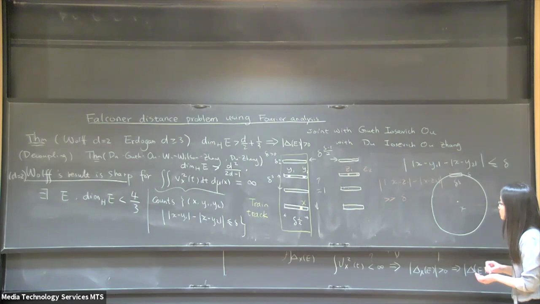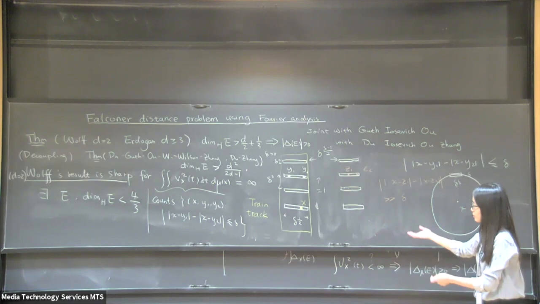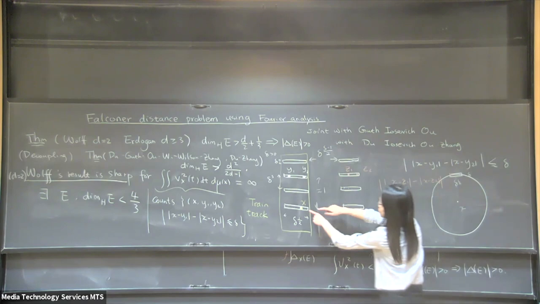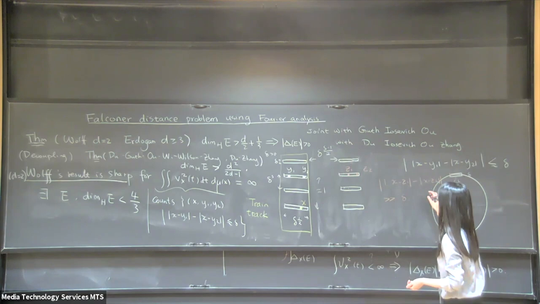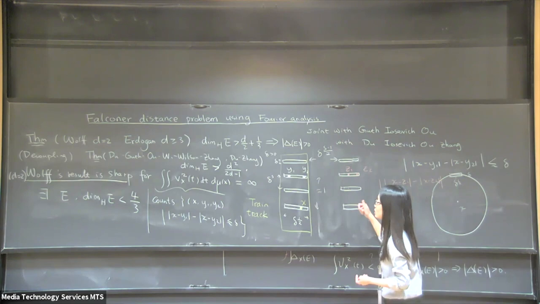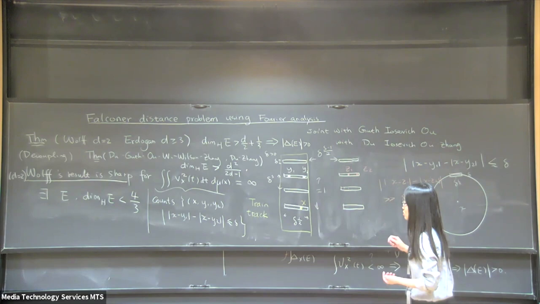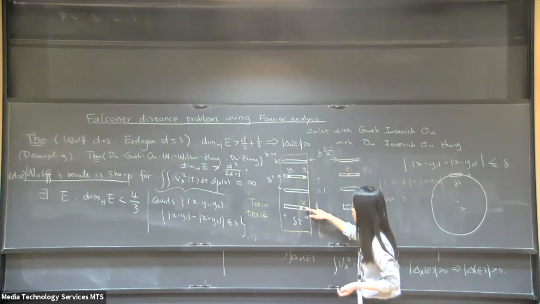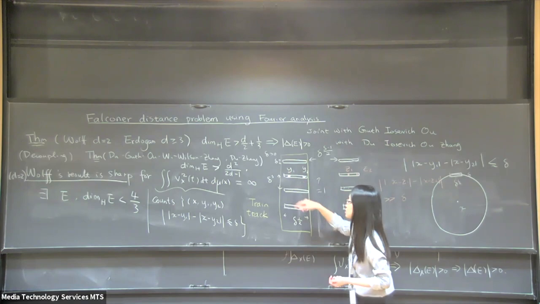When we think about this example, we see that for most of the distances, like those between x and z, the number of pairs z1, z2 such that they have roughly the same distance is relatively small. So if we can exclude the distances between x and the other points y in the same train track, then maybe we can improve the L2 bound.